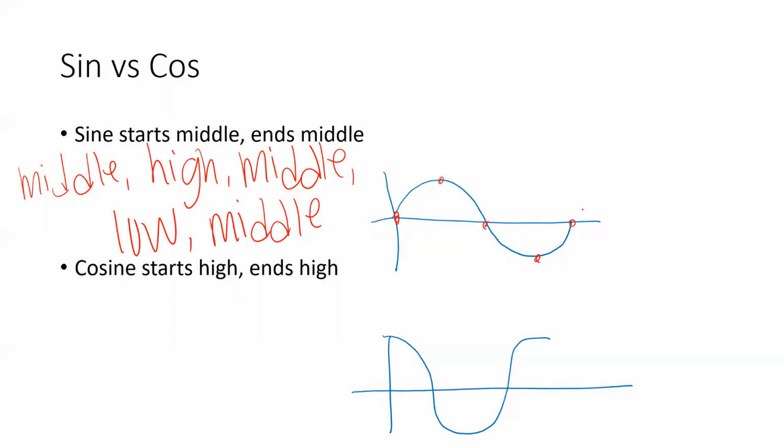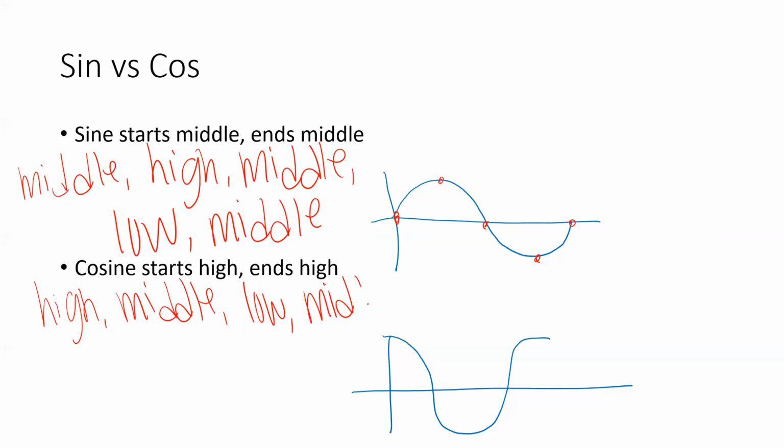For cosine, your cosine graph starts high and it ends high as well. So it's kind of that same thing for cosine. It would be high, middle, low, middle, high.